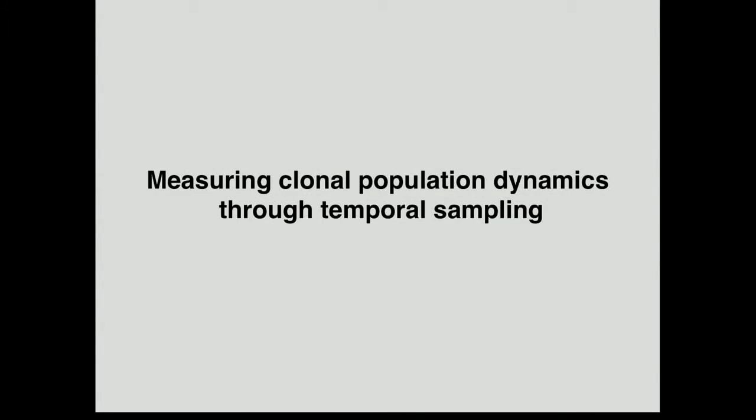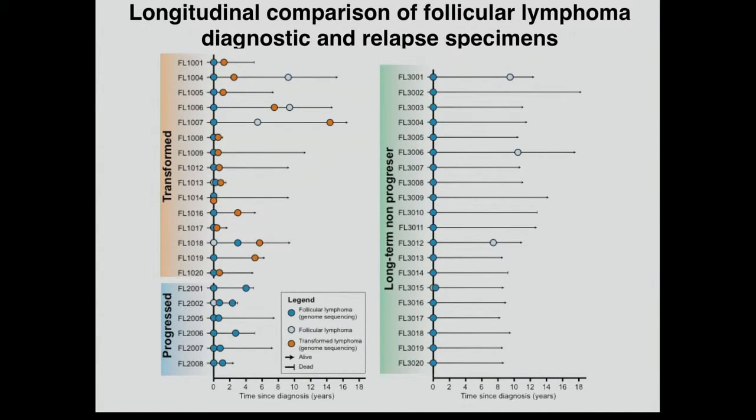So how do we apply this to real world situations? So we've been measuring these population dynamics through temporal sampling of tumors. So we've now executed a study where we wanted to compare what are the clonal dynamics in transformed follicular lymphomas versus progressed follicular lymphomas. So follicular lymphoma is an indolent lymphoma. A subset of patients will undergo a histological transformation at some point in their clinical trajectory.